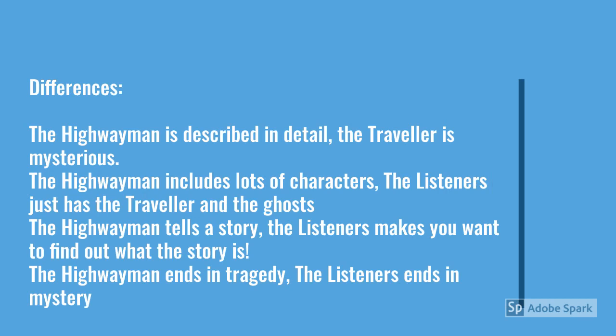You might have noticed that while the highwayman is described in lots of detail, the traveller is a mysterious character. We don't really know much about him. The poem The Highwayman includes lots of characters: the highwayman himself, Bess, Tim, and the soldiers. The Listeners just has one character, the traveller, and we don't really know too much about him.